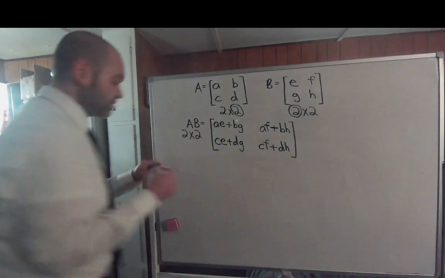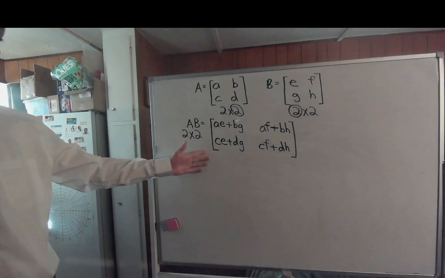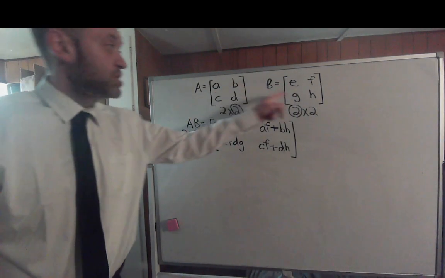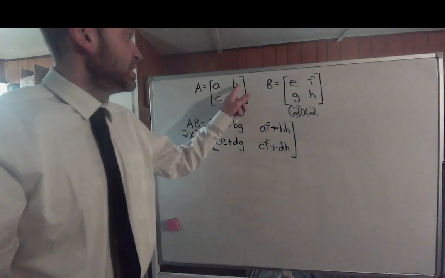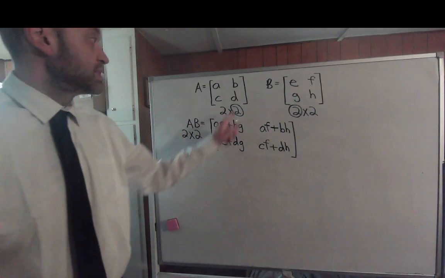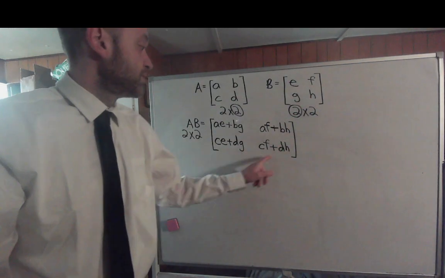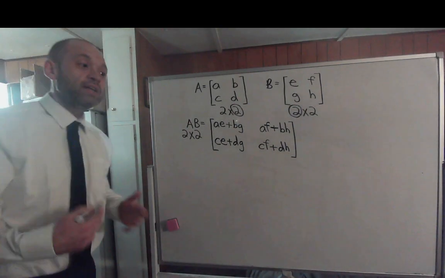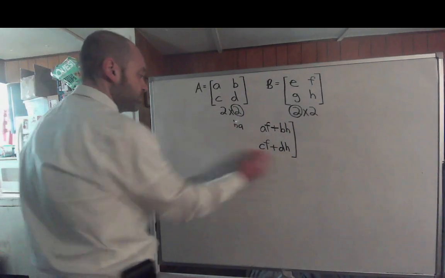So the result, if this is a 2 by 2, it's obviously going to vary depending upon the dimensions you get. You would have AE plus BG, AF plus BH, and then you would have CE plus DG. Then you would have CF plus DH. Now we'll get into some actual examples here. Let's do some actual examples.